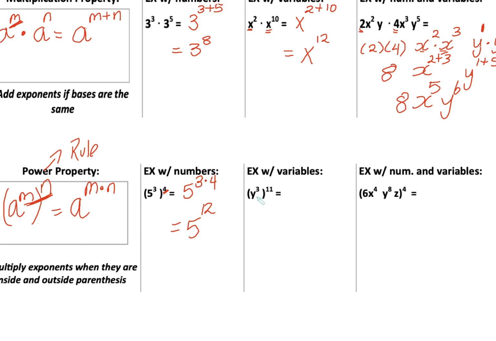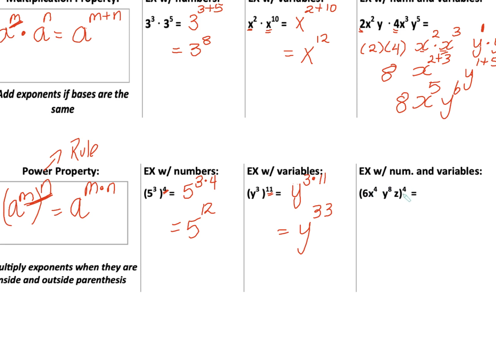Over here, this one has variables. So I have y to the third. So I have an exponent inside, and then look who's outside. Another exponent. So what do we do? We keep our base and we multiply the exponents. So this is y, 3 times 11, 33. Again, they can give you coefficients and they can give you more than one variable.